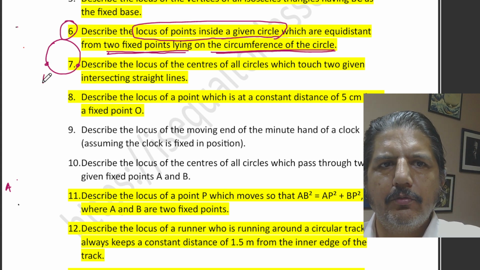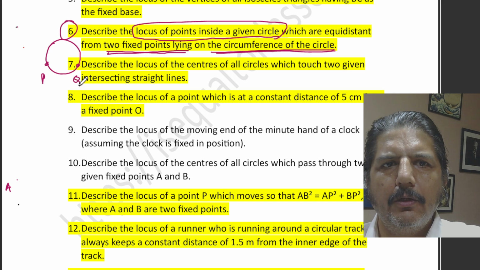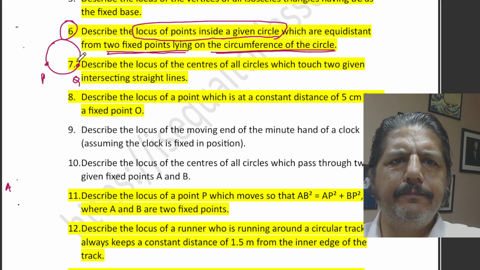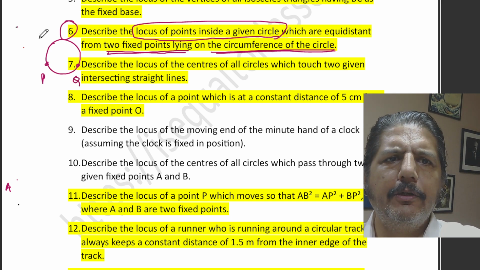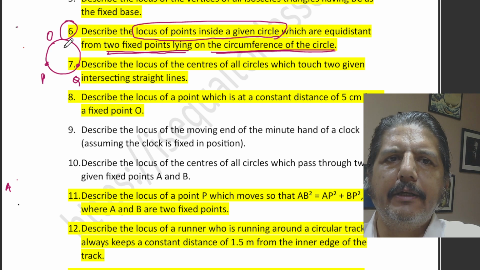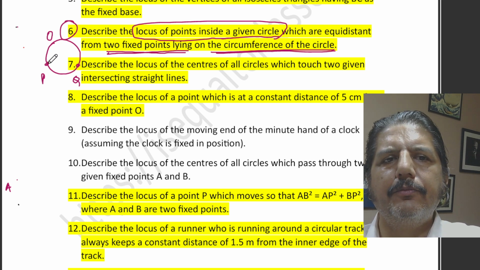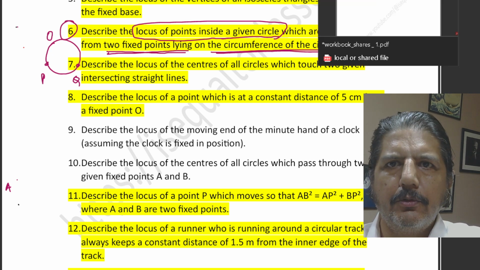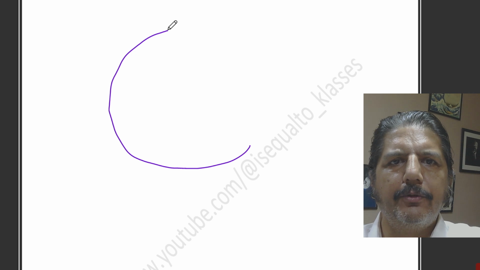Let me call these 2 points P and Q, and let our point be O. So this point O would be inside the circle, and it will be equidistant from these 2 points P and Q. So let's try to look at this question. Pretty interesting question.